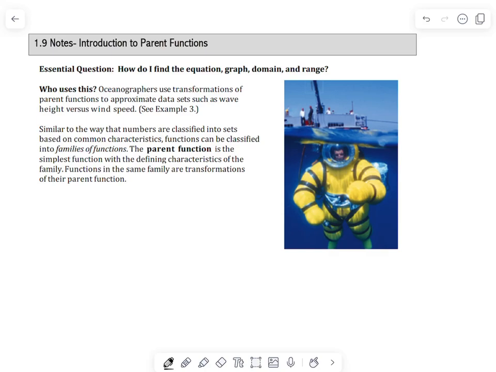Alright, we're going to focus on parent functions today. A parent function is the simplest function with the defining characteristics of the family. So you're going to hear me talk about parent functions and their children, which are the changes from that parent. Today we're just talking about the parents, and as we progress through our course, we'll see those transformations exist.